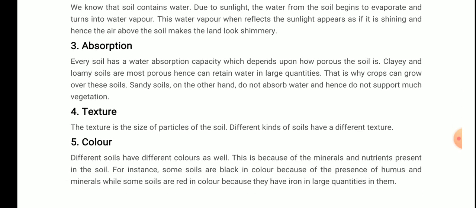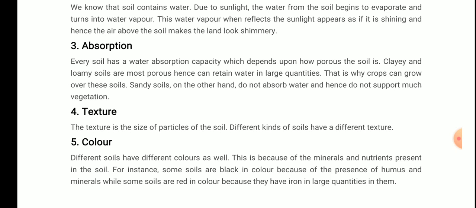Next property is texture. The texture is the size of the particles of the soil, and we all know that different kinds of soil have different textures. We have discussed it in the types of soil. Next property is color. Different soils have different colors as well. This is because of the minerals and nutrients present in the soil. For instance, some soils are black in color because of the presence of humus and minerals, while some soils are red in color because they have iron in large quantity.